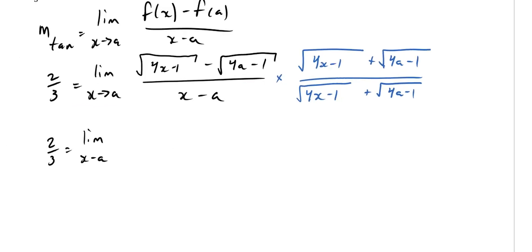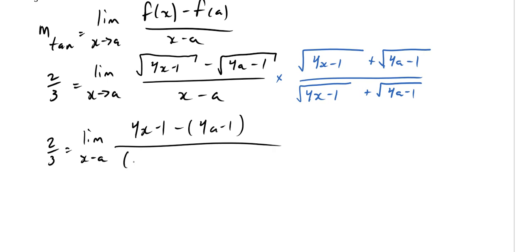So we multiply by the conjugate, and on top we just lose the square roots: 4x minus 1 minus 4a minus 1. And on the bottom, x minus a. When we did that activity at the beginning of class, I saw a few groups expanding the bottom. We generally don't want to do that, because it's that x minus a factor that we want to divide out eventually. So we want to leave that. And this is going to be 4x minus 1 plus 4a minus 1.